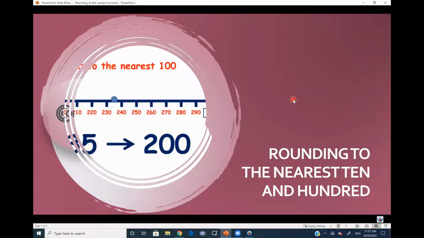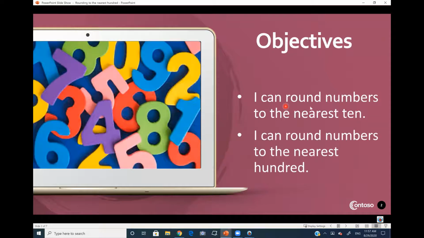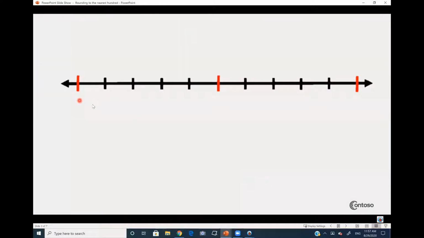Hello, boys and girls. Today, we're going to be rounding numbers to the nearest 10 and nearest 100. The objectives are: I can round numbers to the nearest 10, and I can round numbers to the nearest 100. Let's start by doing a number line.